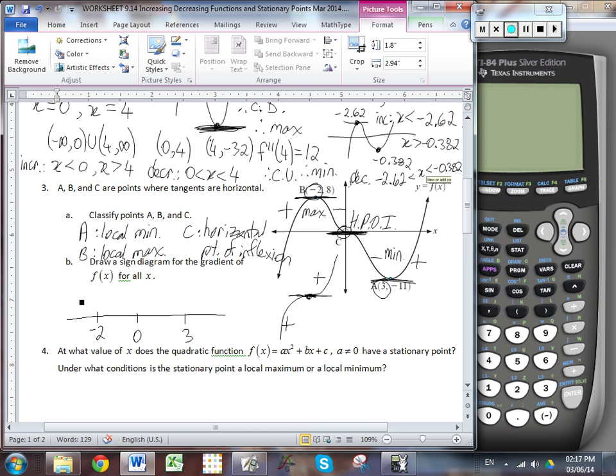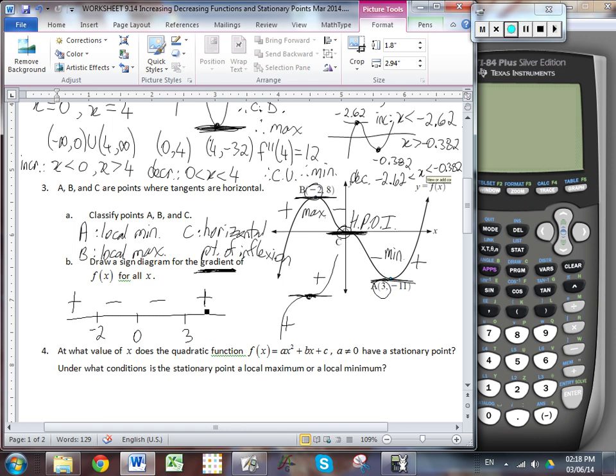Because we're looking for a sign diagram of the gradient, we need to find out whether the gradient, that is to say the first derivative, is going to be positive or negative. Well, I can see that my first derivative, my slope, is positive in this region. But then my slope is decreasing and becomes negative. Then between 0 and 3, I'm still decreasing. But after 3, I begin increasing, and so that's a positive first derivative, a positive slope.